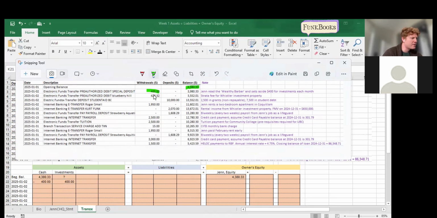Okay, so now we have another withdrawal of 428. This says this is a strata fee for a Whistler investment property. So Jenn has a Whistler condo that she rents monthly, right? So right here you can see she receives the rental fee of around $2,000. And this is rental income coming in from the investment property down the road. So how do we deal with this 428?